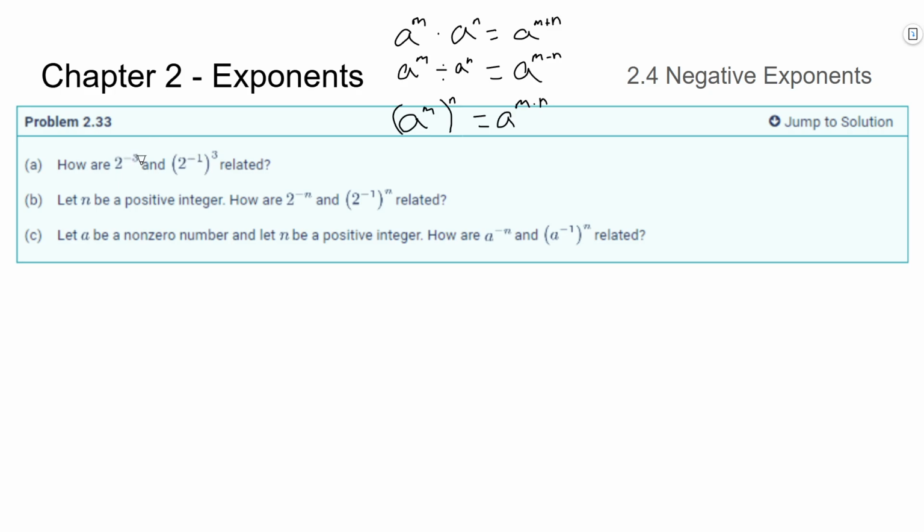And that's what we have right here. So we have -1 times 3 would give us -3. So those two are the same. So here, the same thing. We have -1 times n would be negative n. So those two would be the same. And same thing here, a to the negative n. And this one would be a to the negative 1 times n, which would also be negative n. So they're all three the same.